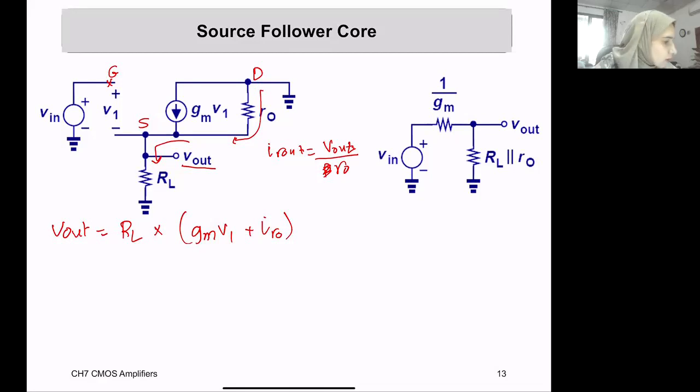But I think the sign should be negative. Why? Because this point is the same as Vout, and it is on one side of Rout, and the other side is grounded. But the direction of the current is going this way. That is why I think it should be a negative sign. I hope I'm not making some silly mistakes. Okay, and also we know that Vn equals V1 plus Vout.